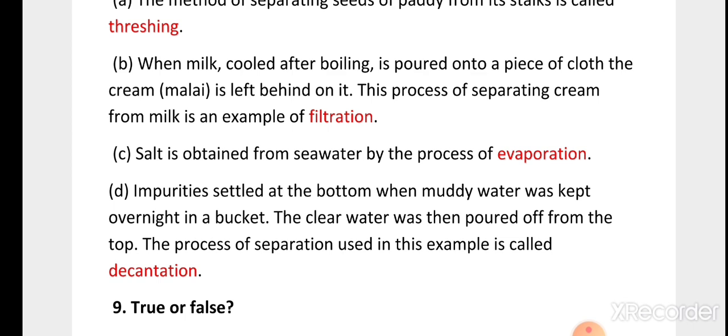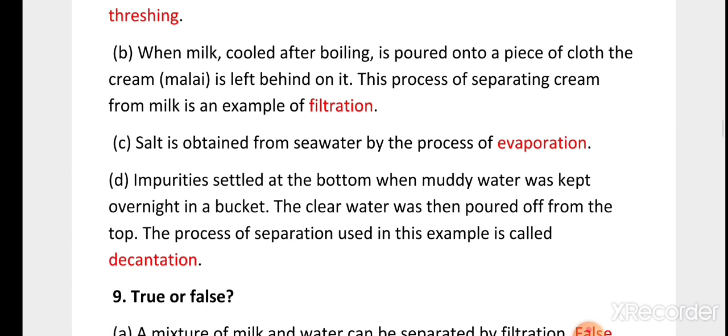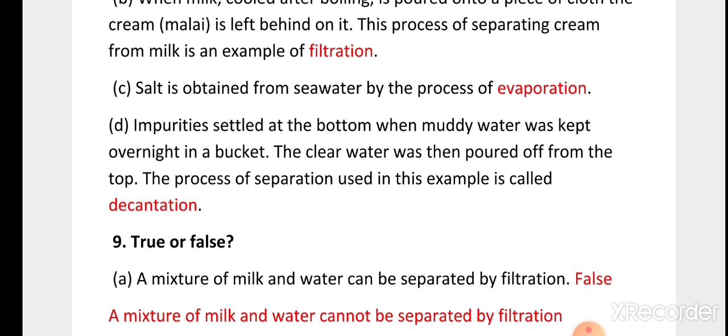C. Salt is obtained from sea water by the process of evaporation. Under this process, due to the heat of the sun, the water gets evaporated and the solid substance known as salt will be left behind in shallow water pits. Now D. Impurities settle at the bottom when muddy water was kept overnight in a bucket. The clear water was then poured off from the top. The process of separation used in this example is called decantation.